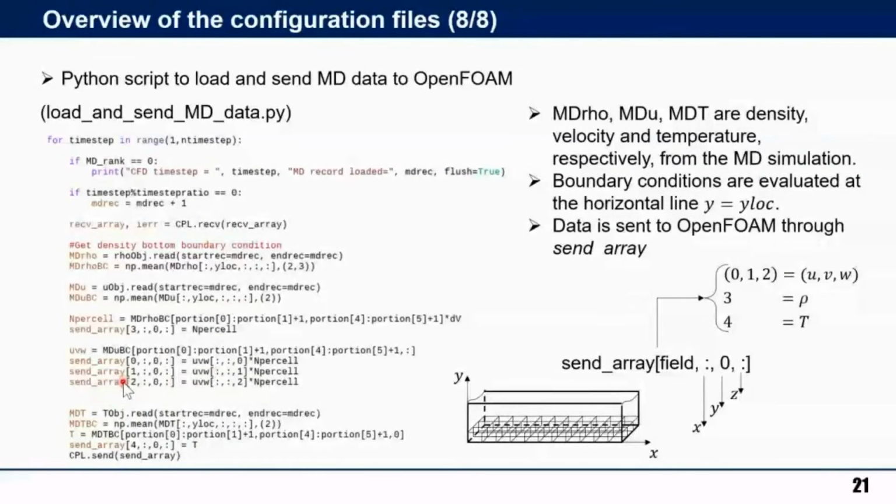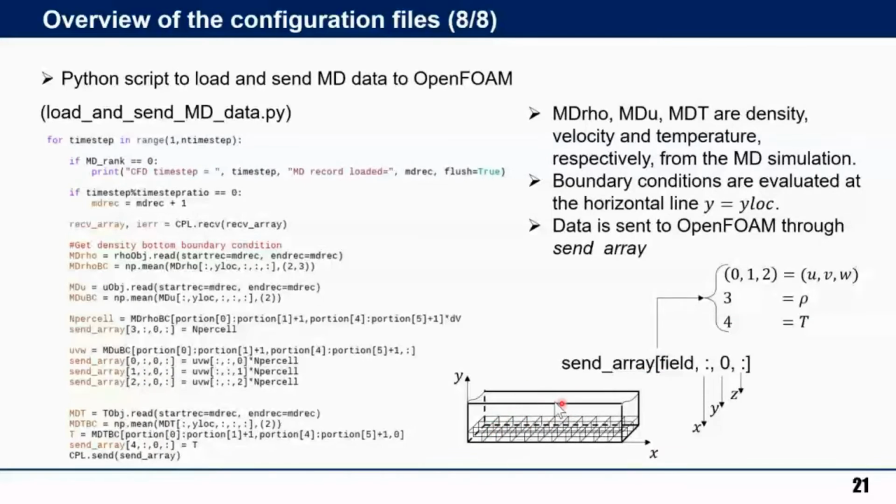Once this is done, we can send this information to the CFD, to OpenFOAM basically, and we do that with the send array function. It takes 4 entries. The first entry is the field. We have 0, 1, 2 for the 3 components of velocity. 3 is for density and 4 is for temperature. Remember, the density needs to be transformed into volume fraction of liquid in order to be communicated to inform OpenFOAM. And the last 3 entries refer to the cells where we apply this send array function.